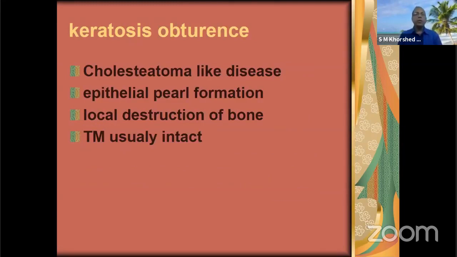Keratosis obturans will come, what is called cholesteatoma, later on. There is formation of epithelial furrows in the middle ear. Here the epithelial, the skin furrows are formed in the deep meatus of the ear canal, and this is local destruction of the bone. The tympanic membrane usually remains intact, and thereby the patient has very little conductive type of deafness. When the ear is cleaned and properly maintained, the patient does not have any permanent deafness.